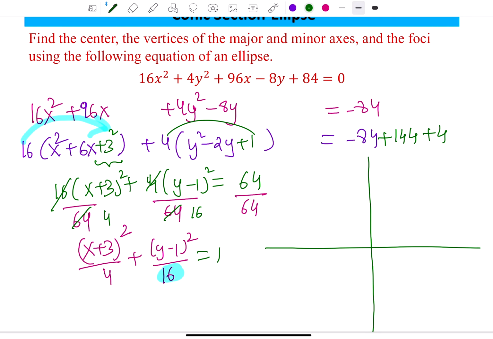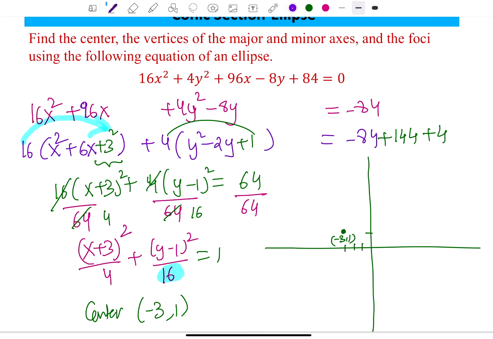The center is shifted. So for this ellipse, the center is negative 3, 1. X is negative 3, y is 1. So this is where the center is. I'm going to mark it negative 3, 1. And the bigger number is under y, so along the vertical axis, the vertical line, will be my major axis in this case.